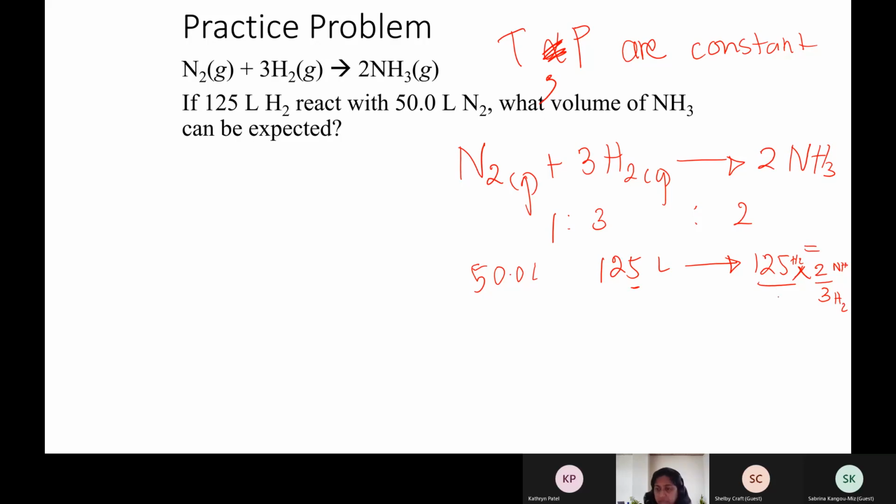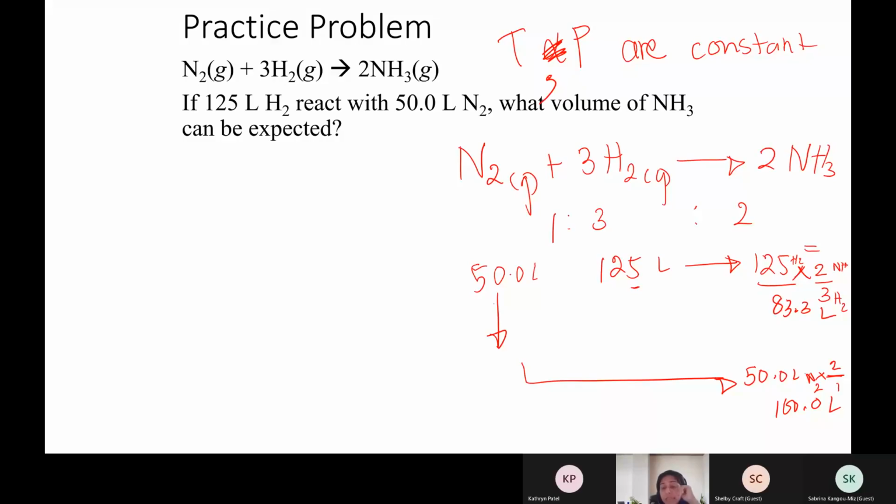Then I would receive 83.3 liters. Okay, but let's start with the 50. Then 50.0 liters of N2 multiplied by the relationship 2 to 1. Then I will get the 100.0 liters of NH3. But look, what is the limiting reagent here?